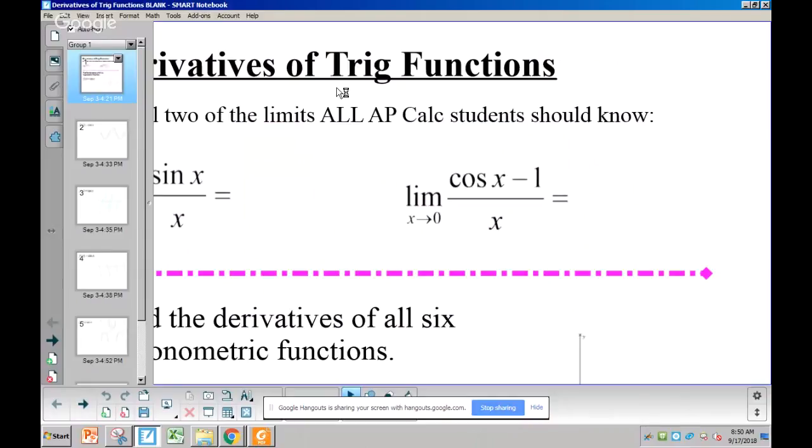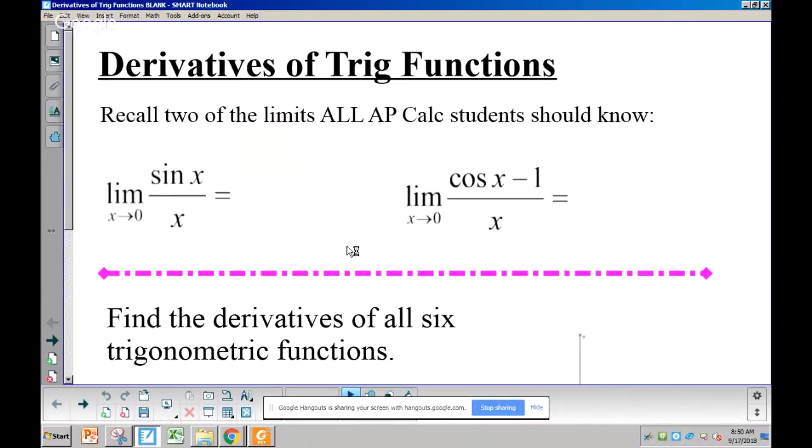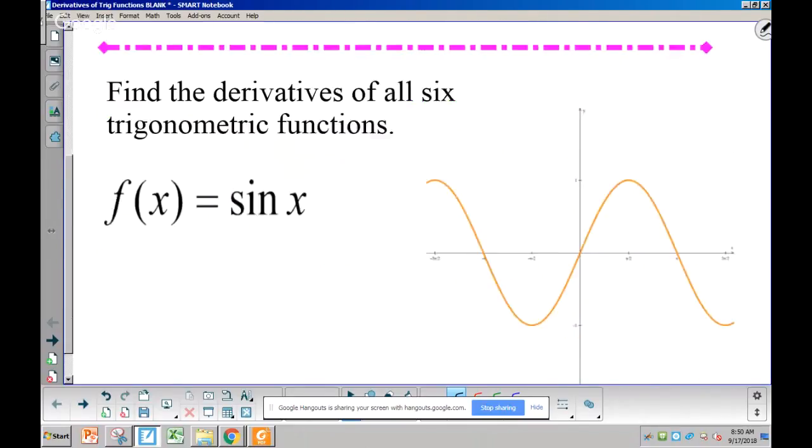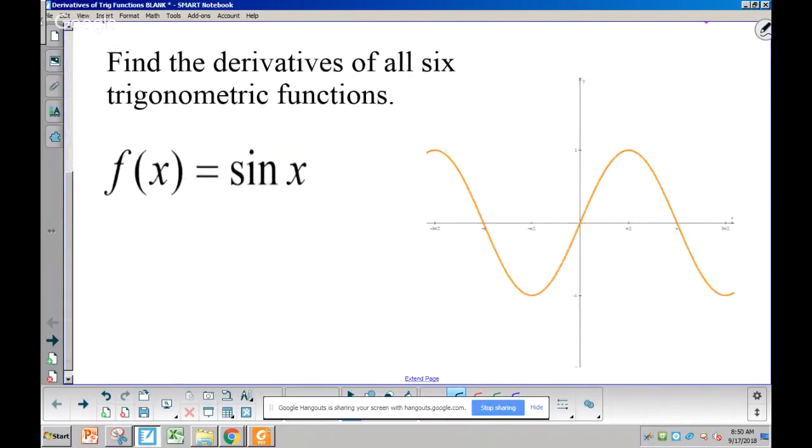There are two limits that we need to consider before we get started here. The limit as x goes to 0 of sine x over x is 1. The limit as x approaches 0 of cosine x minus 1 over x is 0. So we're going to find the derivatives of all the trig functions.